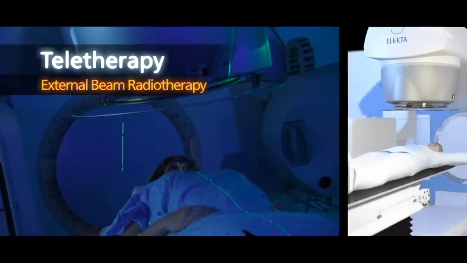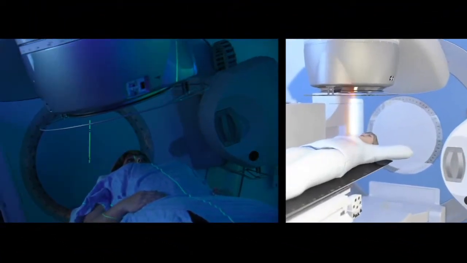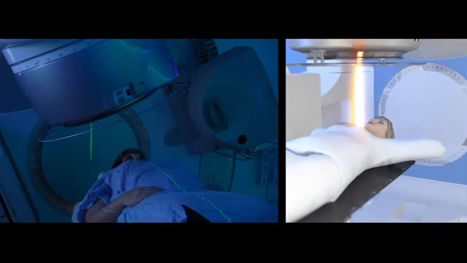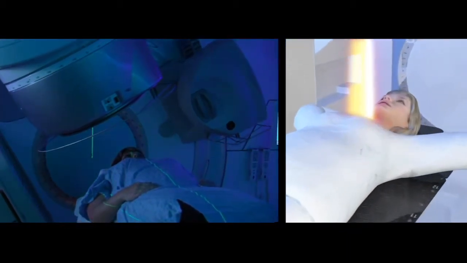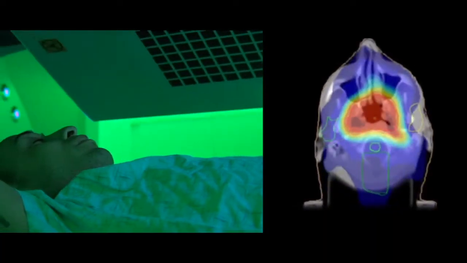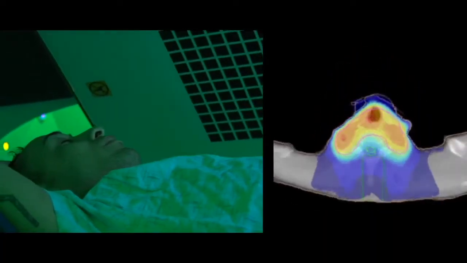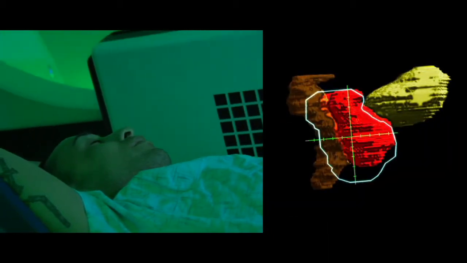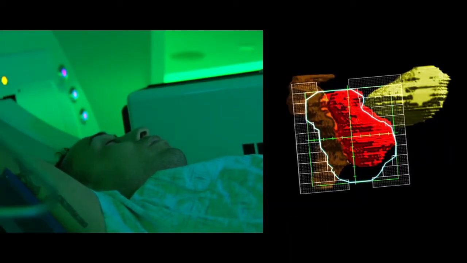Teletherapy uses high-energy radiation beams precisely directed at your cancer cells to maximize treatment effectiveness with minimum damage to normal tissues. Most commonly, patients are treated once a day, 5 days a week for anywhere from 2 to 9 weeks. Some highly specialized techniques use higher doses of radiation delivered in a more targeted fashion over fewer treatments, minimizing the severity of side effects even further.